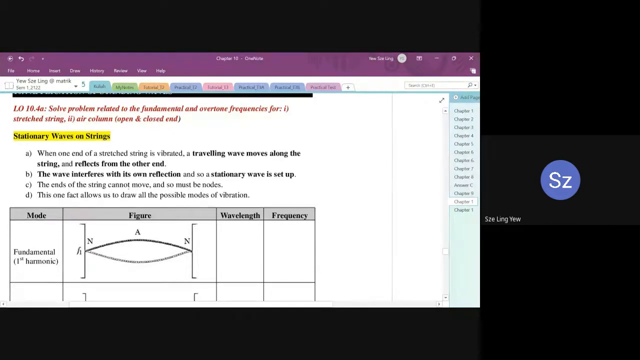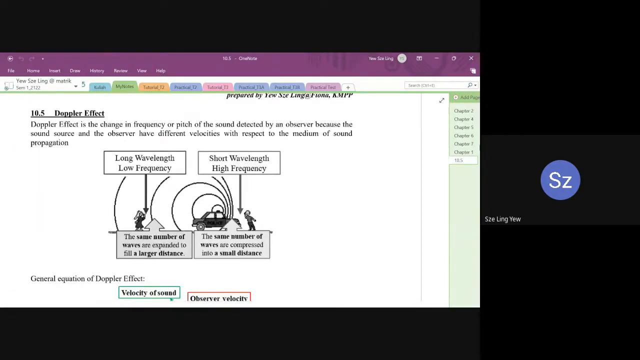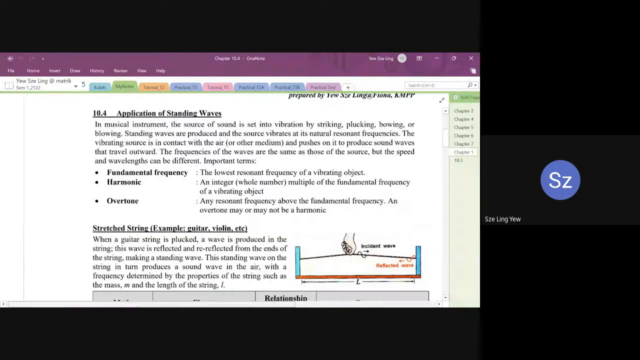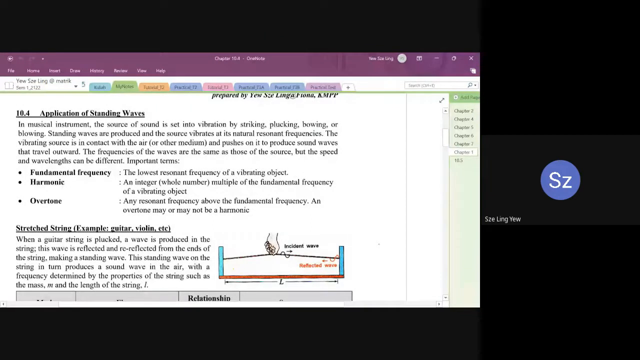Before we proceed to the notes here, to the derivations, I want to write down the definitions for a few terms. These few terms are very important in your chapter 10, 10.4. I'm going to go through my own notes quickly, and I want you to write down something. In musical instruments, the source of the sound is set into vibration by striking, plucking, bowing, or blowing. So the standing waves are produced and the sound vibrates at a natural frequency.